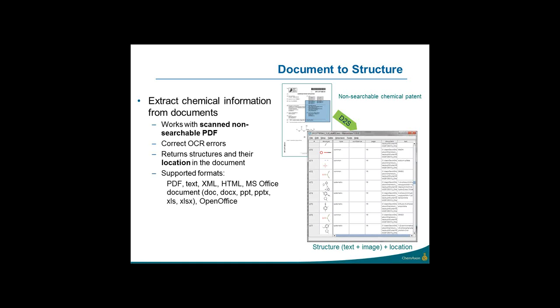And we use OCR to first convert the image PDF to full text and find all the chemical information, and not only return the structures, but also the location of these structures in the document. So it's very useful for pattern mining.